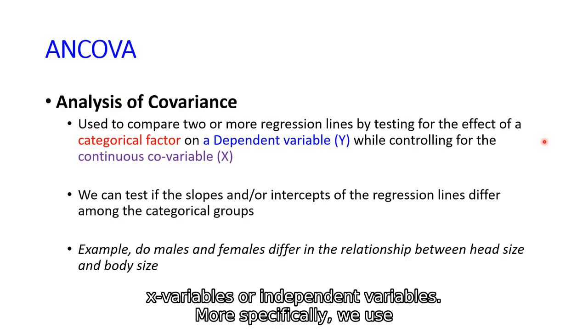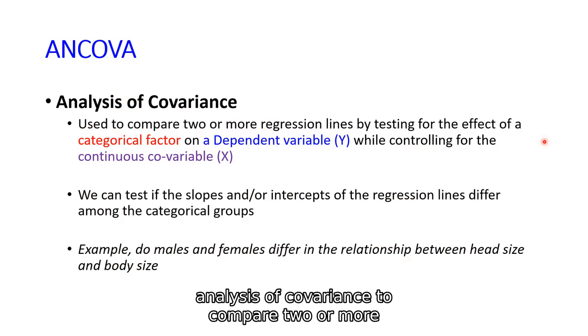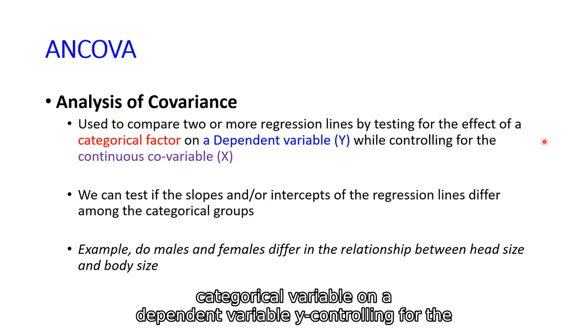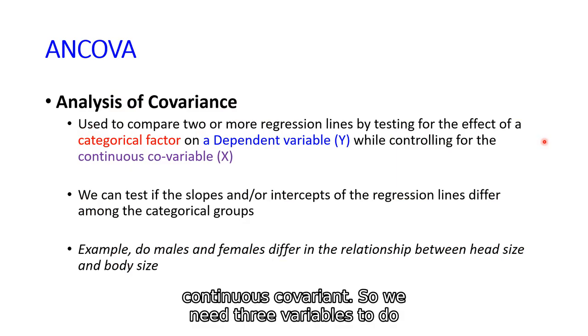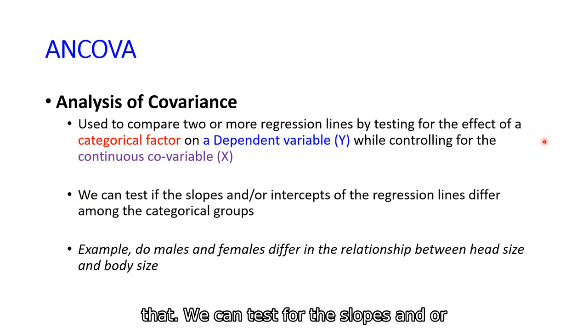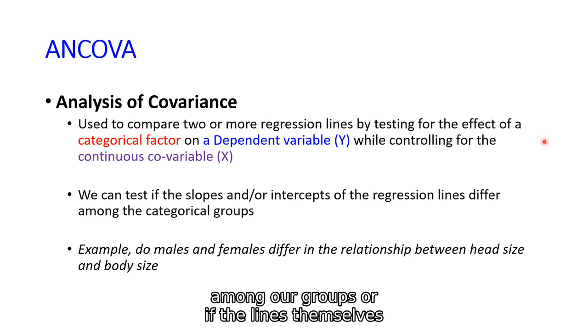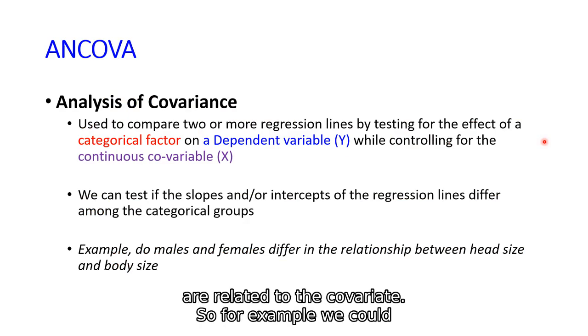More specifically, we use analysis of covariance to compare 2 or more regression lines by testing for the effect of a categorical variable on a dependent variable while controlling for the continuous covariable, or covariate. Okay? So we need 3 variables to do that, right? And we can test for the slopes and/or intercepts of these lines, and if they differ among our groups, or if the lines themselves are related to the covariate.